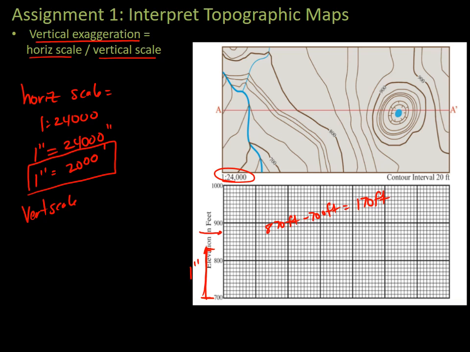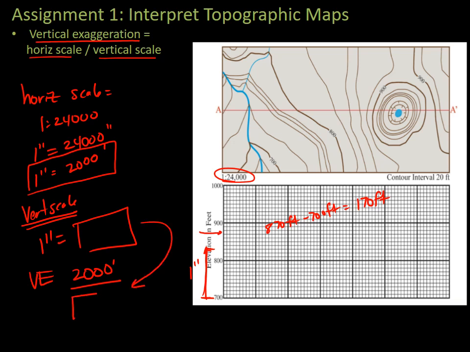Okay. And so your vertical scale, you're going to get 1 inch equals some number of feet. I'll let you figure that out. That goes here. And then our vertical exaggeration you calculate by taking your horizontal scale, which we figured out is 2,000 feet, divided by the vertical scale, which you're about to figure out. That goes here, and you'll be done.